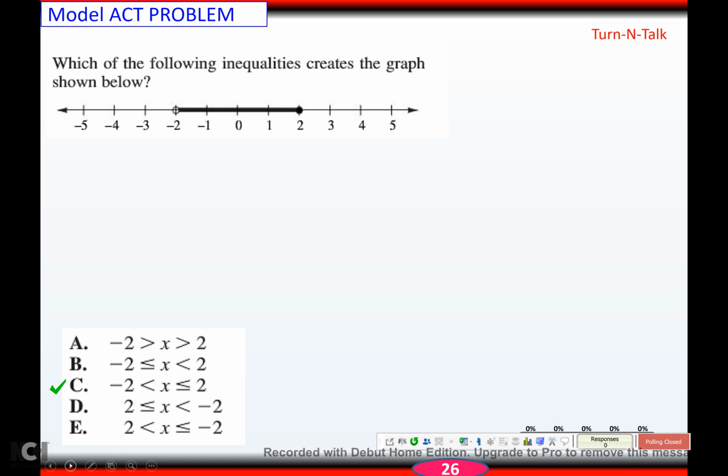And hopefully you got C. So it says, which of the following inequalities creates the graph below? Looking at the graph, my solutions, my x's, are greater than -2, but don't include it, so no bar, and less than or equal to +2. But this one's filled in, so it needs a bar under it. So that would be C.